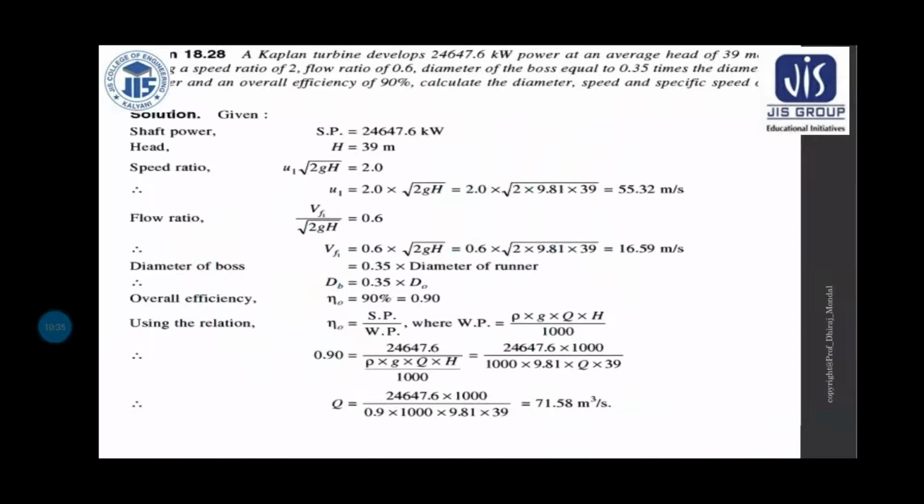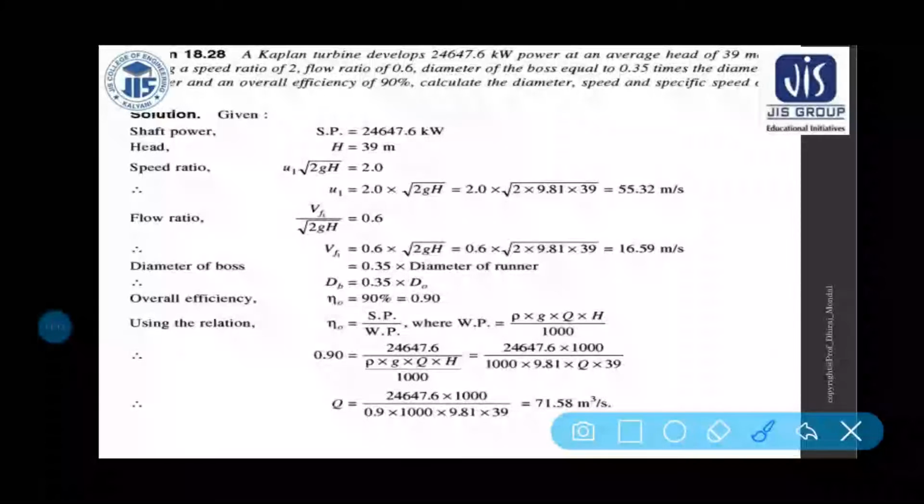It is basically used for design purposes. If you want to manufacture a large scale turbine, first of all you have to make a model, then based on that you have to make a prototype. So that is another part. I will be discussing it afterward in the upcoming lecture, but let us see in this numerical what we need to find out: the diameter, speed and specific speed of the turbine.